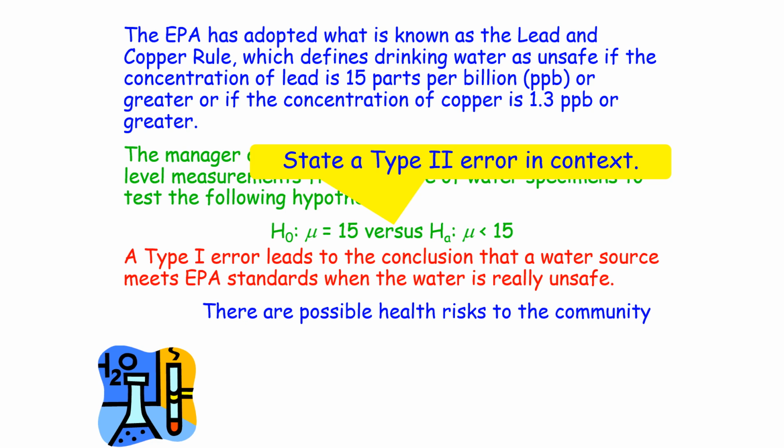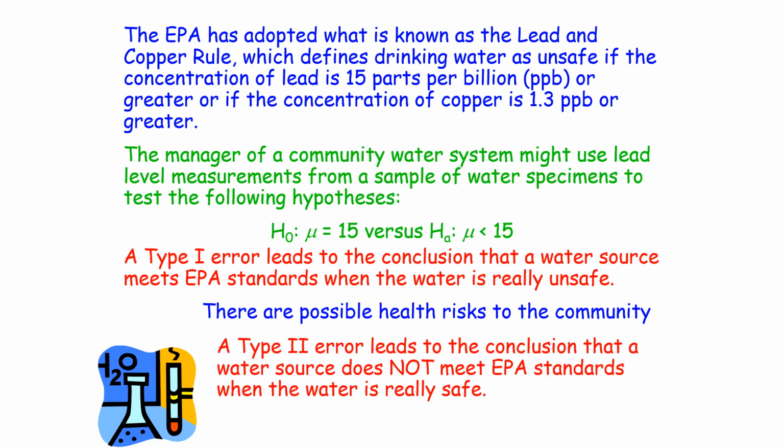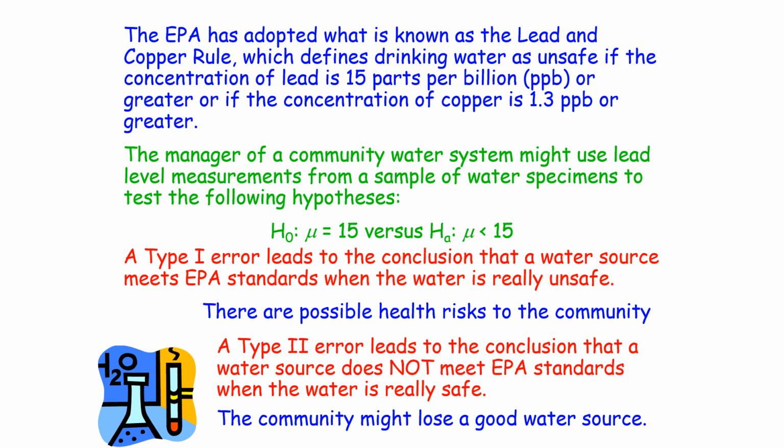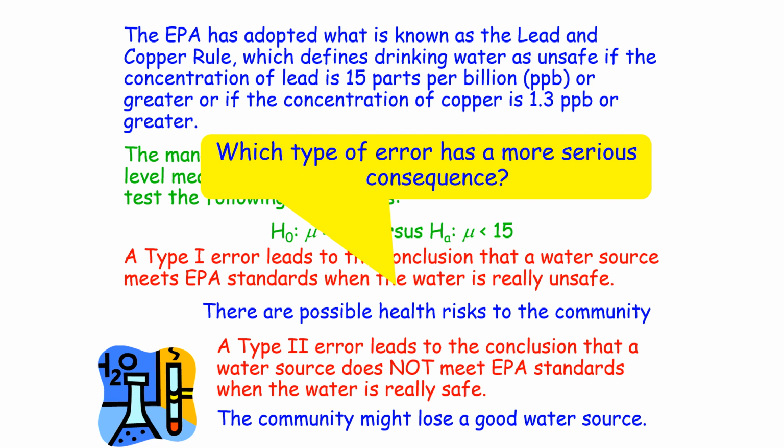So what about a type 2 error in this context? Well, for this problem, a type 2 error leads to the conclusion that a water source does not meet the EPA standards when the water is really safe. So what is the consequence of a type 2 error? Well, the community might lose a good water source. So now we need to ask ourselves, which type of error has a more serious consequence?